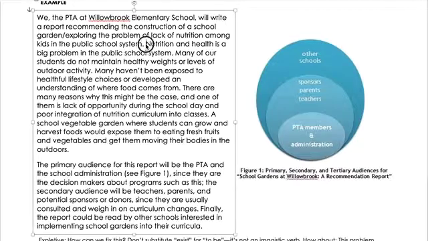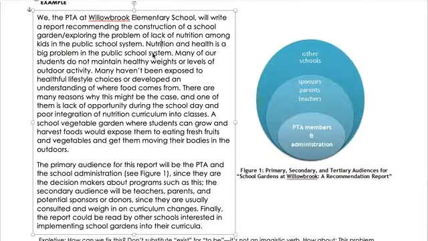They go on to say nutrition and health is a big problem in the public school system. Okay, so they're saying in general, nutrition and health is a big problem. That's why they're going to explore the lack of nutrition among kids there. So they're just generally stating what the problem is in this next sentence.